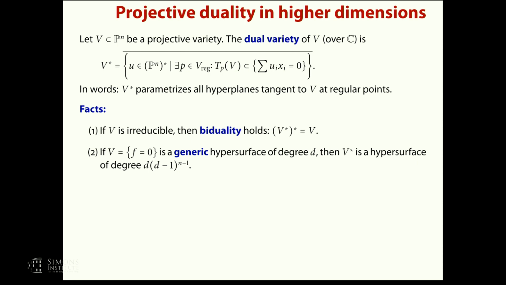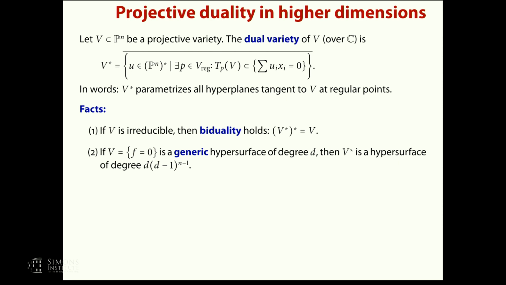Even for curves, it's a little bit surprising at first because the degree goes up in the dual, as we saw, right? If you start with a smooth thing, the degree jumps from d to d times d minus 1. And now if you do duality again, the degree suddenly drops. But that's, of course, because the dual curve is not smooth. And the same thing happens here. So you do get biduality.